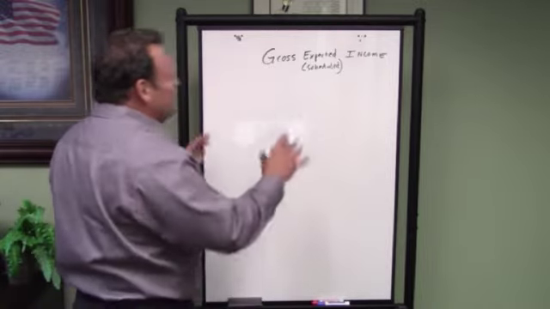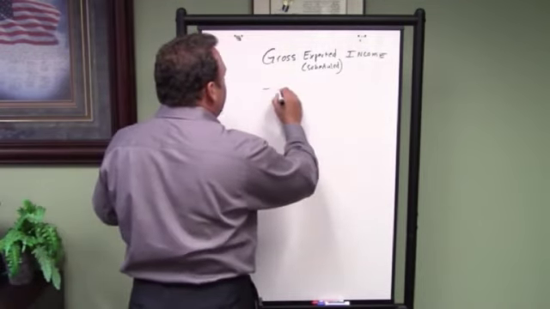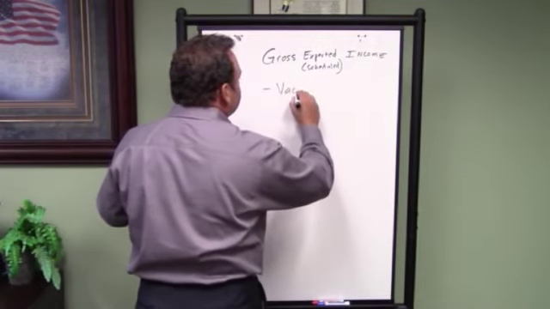All right, so we start with gross expected or gross scheduled income. And then we subtract a vacancy factor.